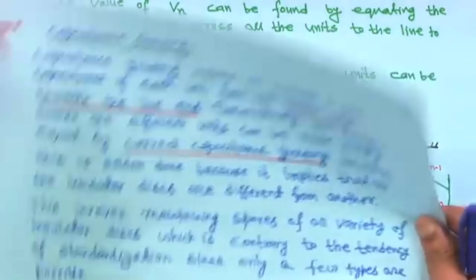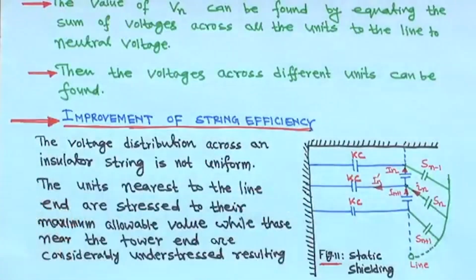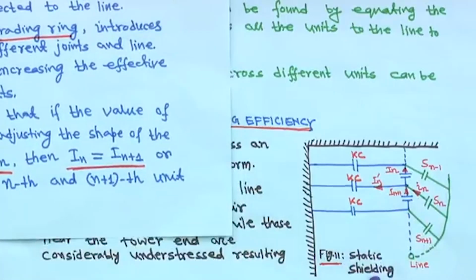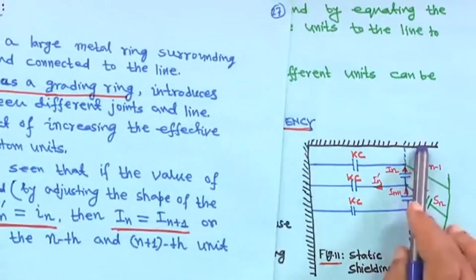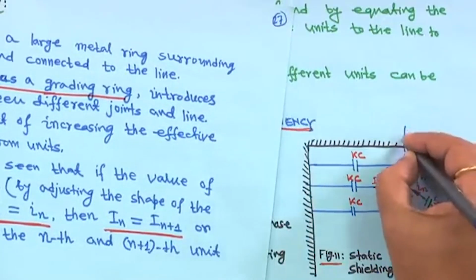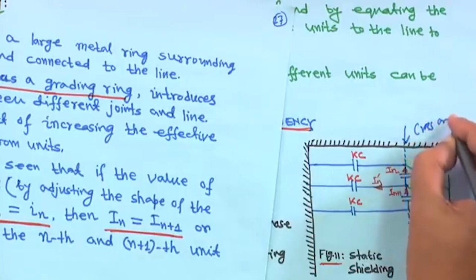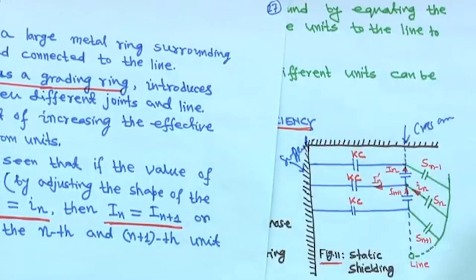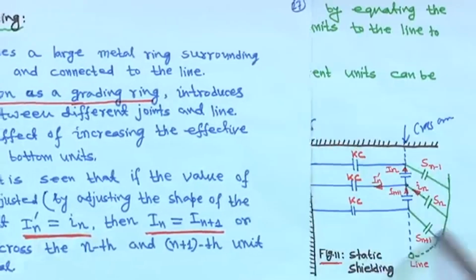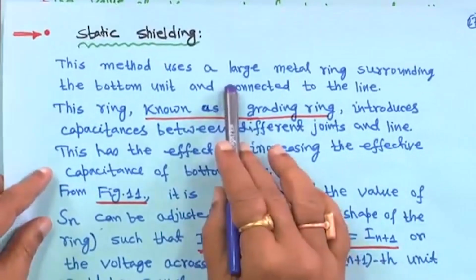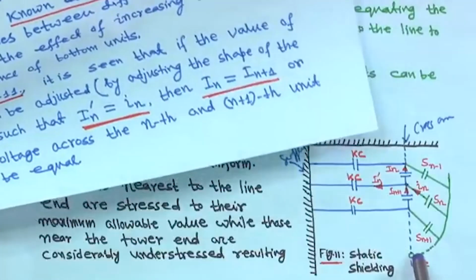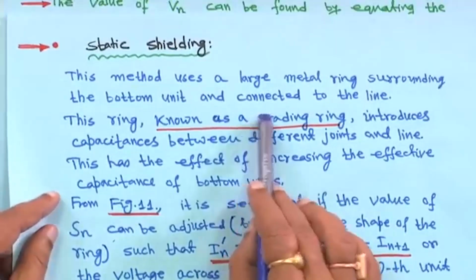Therefore, one method is there, that is called static shielding. Look at this figure 1, which is static shielding. Here this is your cross arm, and this is your support, that is the tower. What is done in this method is that a large metal ring surrounds the bottom unit and is connected to the line.